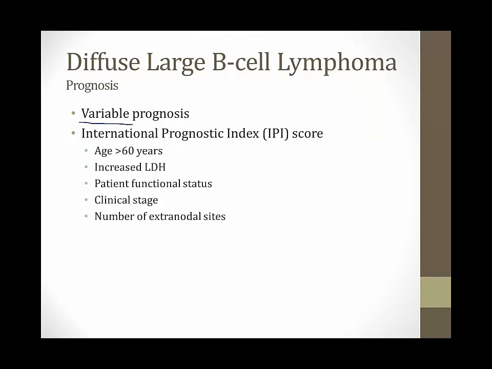The prognosis is variable depending upon a number of clinical factors. There's something known as the International Prognostic Index, or IPI score, which can be used to estimate a patient's prognosis. I don't recommend you memorize this, but the features of the IPI score should make sense to you. Obviously, the older the patient is or the worse their functional status, the worse their prognosis. In addition, the clinical stage of the tumor and the number of extranodal sites influence the prognosis.